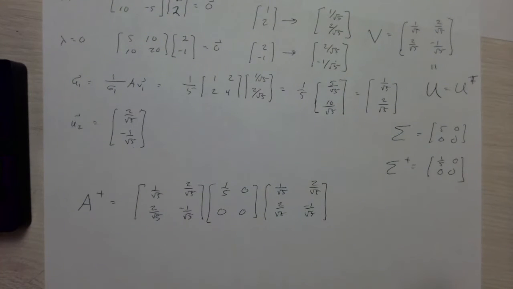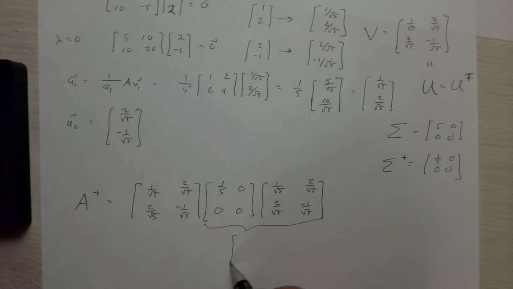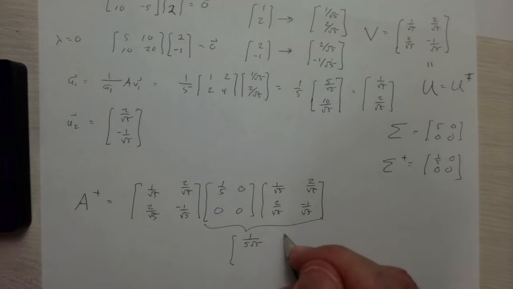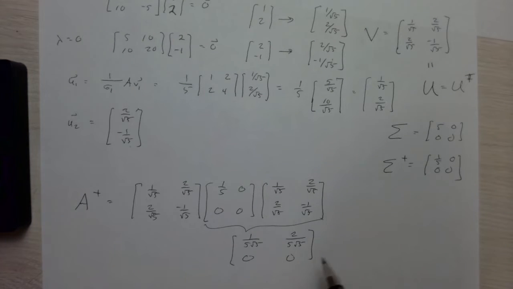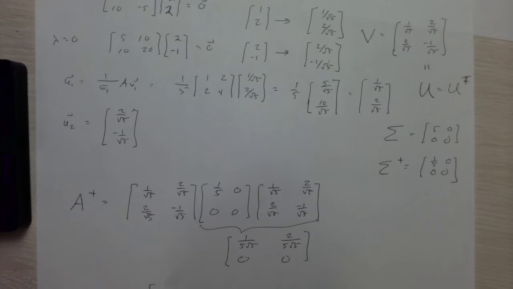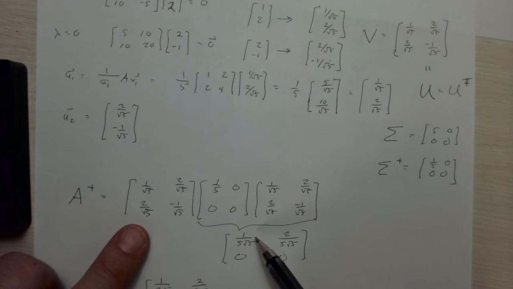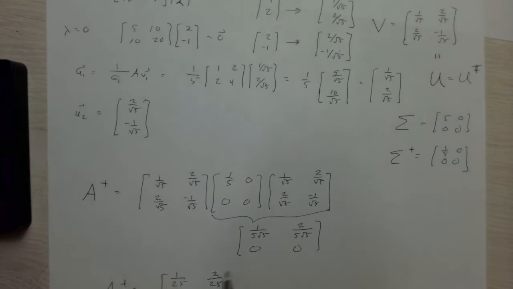Okay. All right, and then when you do the arithmetic, when I computed this, it turned out to be 1 over 5 square root 5, 2 over 5 square root 5, and then this was 0, this was 0. Okay, so the actual result turns out that A plus was equal to 1/25, 2/25, right, and then 2/25.